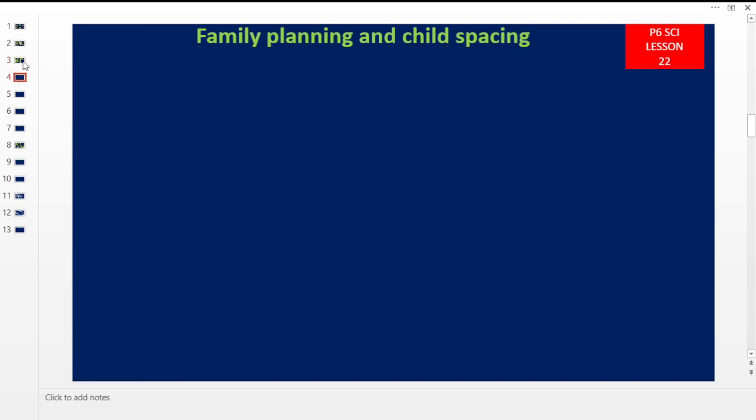Let us get another board here. So that is what we call coitus interruptus, or the withdrawal method. Let us get another method here, the use of rhythm. In simple terms, the use of rhythm means counting the safe period or the safe days. What are those safe days? These are days where we don't expect fertilization.